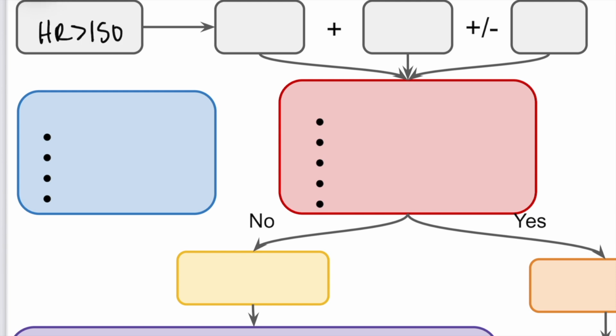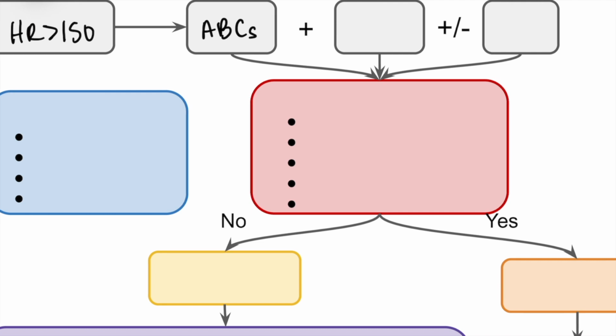So let's assume nursing pages you for a heart rate of 170. You go to evaluate the patient, and what's the first thing that you want to address? Like always, we'll address ABCs. Next, we'll want to make sure they have MOV, which stands for monitor, O2, and venous access.